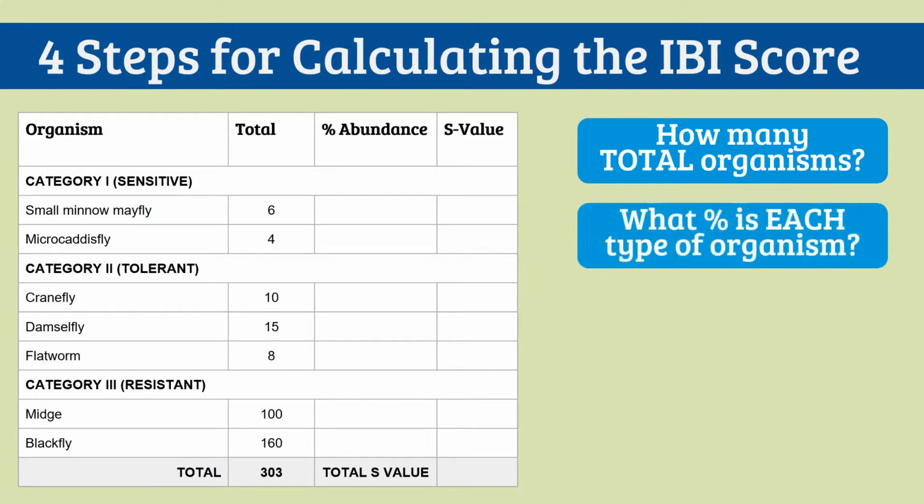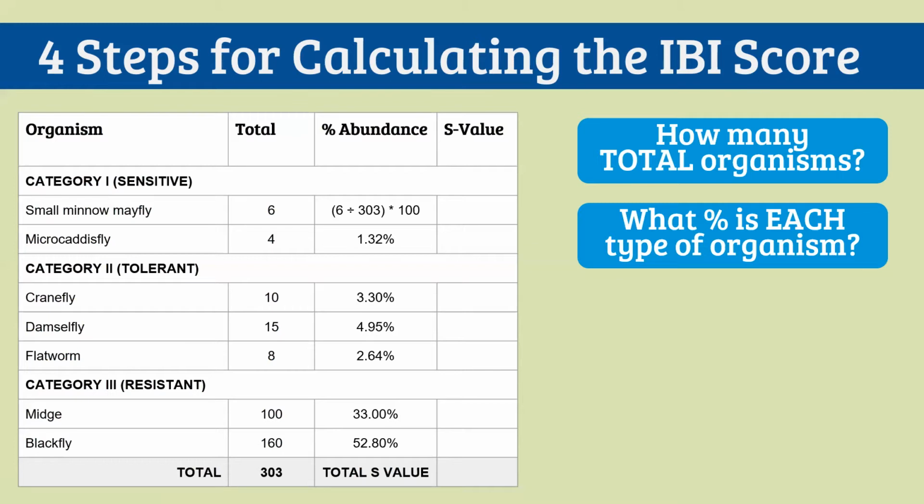The next step is to figure out the percent abundance. Basically, what percent is each type of organism? 6 small minnow mayflies is what percent of 303 total organisms? 100 midges is what percent out of 303 total organisms? When we do that math, 6 divided by 303 times 100 to get the percent, or 100 divided by 303 times 100 to get the percent, we end up with these values.